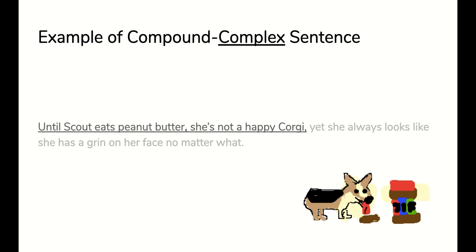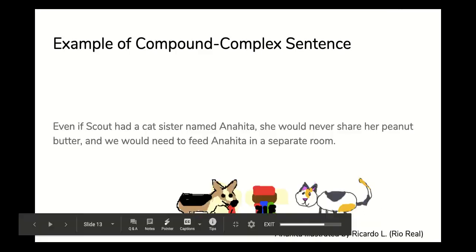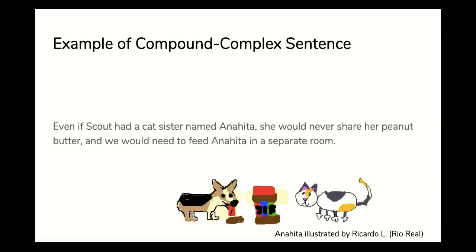So here's the complex part of the sentence, and here's the compound part of the sentence. Okay, another example. Even if Scout had a cat sister named Anahita, she would never share her peanut butter, and we would need to feed Anahita in a separate room.